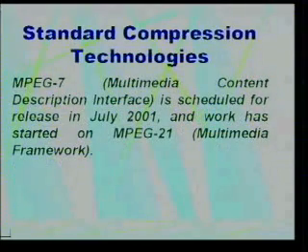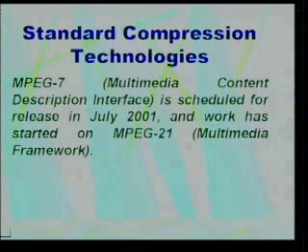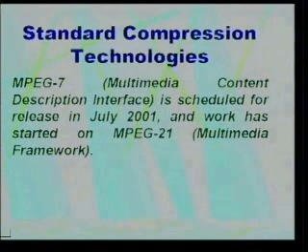Another one, again emerging but not fully standardized, is called MPEG 7, the multimedia content description interface, scheduled for release in July 2001. MPEG 1, MPEG 2 and MPEG 4 are all released, and MPEG 7 is coming sometime in July 2001, and work has already started on MPEG 21, the multimedia framework. So basically three standards are emerging today for multimedia delivery through the World Wide Web: MPEG 4, MPEG 7 and MPEG 21.